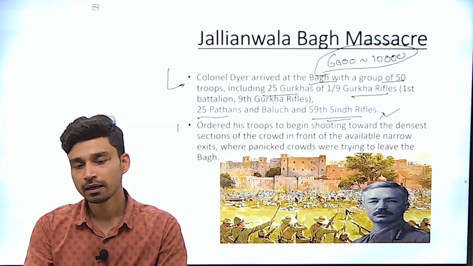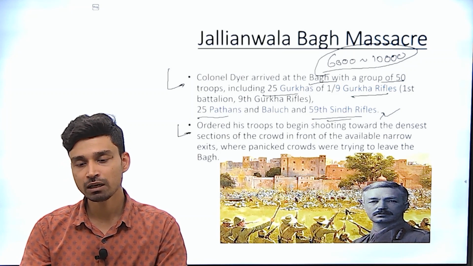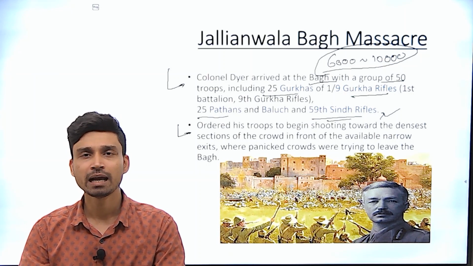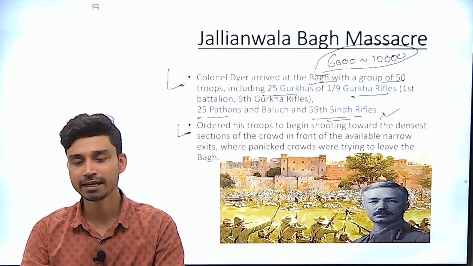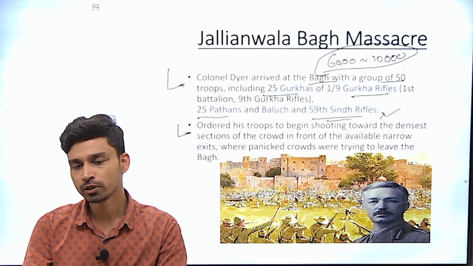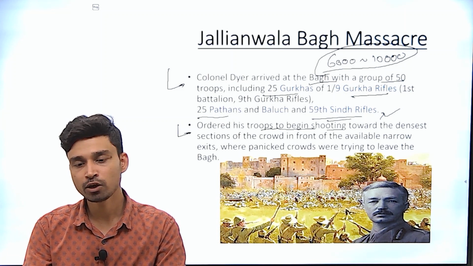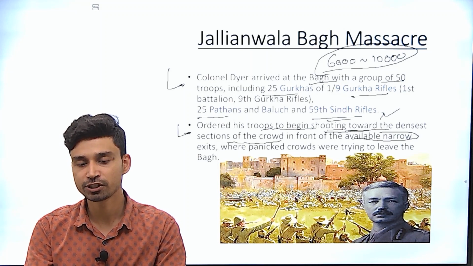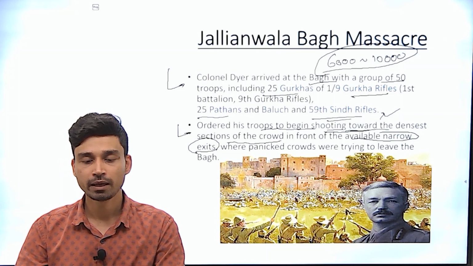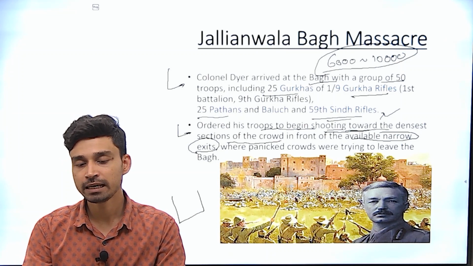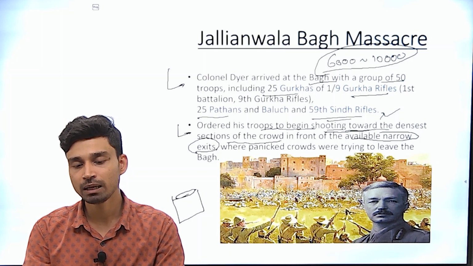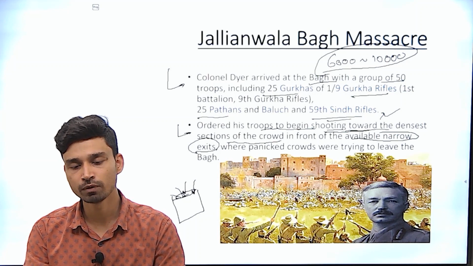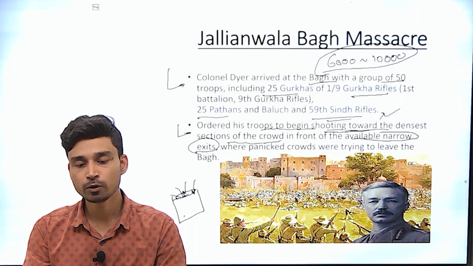Upon reaching there, we can understand that Jallianwala Bagh was a kind of garden surrounded by walls on all sides, with very few tiny gates, four or five. When General Dyer reached with his troops, he ordered them to begin shooting toward the densest section of the crowd in front of the narrow exits, where the panicked crowds were trying to leave the Bagh. It was during this time that there was a well within the Jallianwala Bagh, and many people, panicked and wanting to save themselves from the bullets, jumped inside the well. Many people got injured and many died instantly.